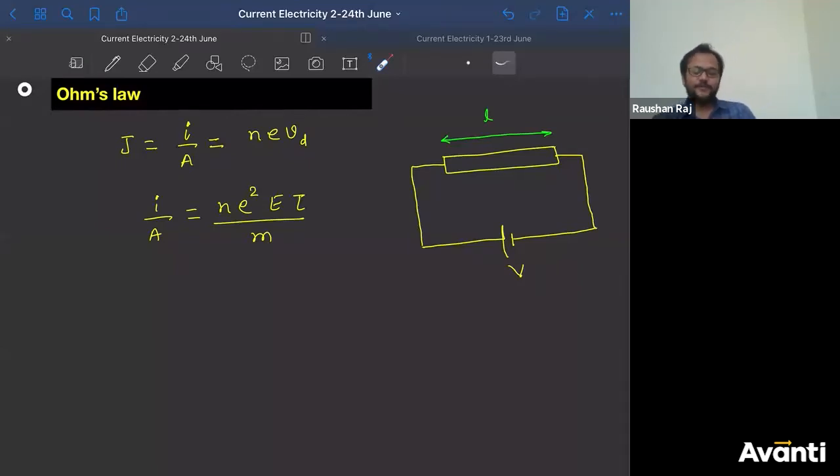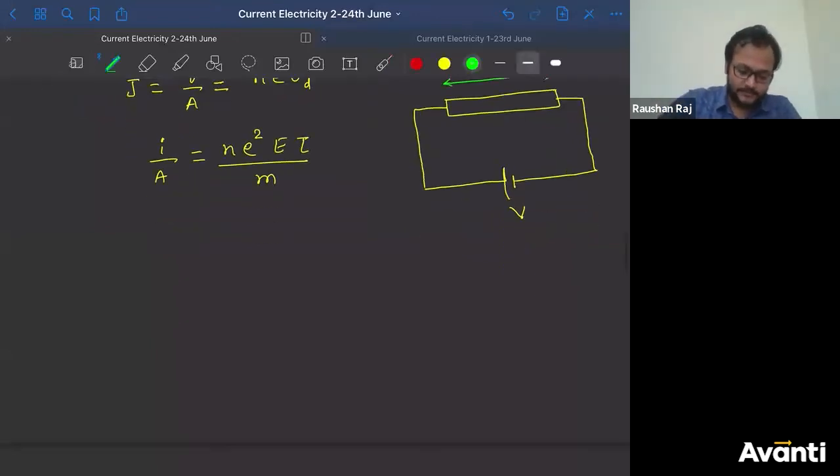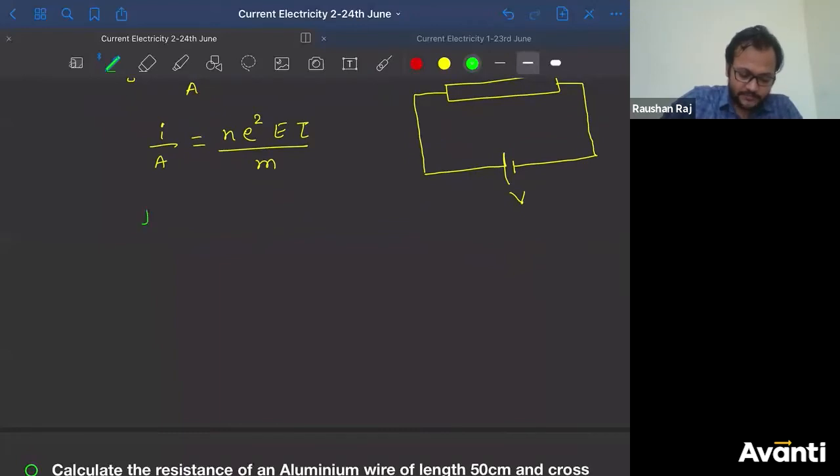चलो या V by L। उसके पहले कुछ और भी चीजें करके दिखाता हूं मैं आपको। See, if I write this I by A as J, ठीक है, थोड़ा लिखता हूं इसको और सिंप्लीफाई करता हूं, मैं दूसरे फॉर्म में एक्सप्लेन करता हूं। J is equal to, if I write this as n e square tau divided by m into E.